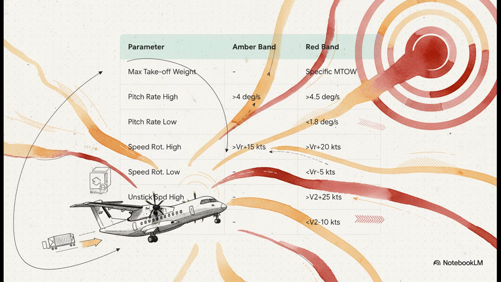During rotations, speeds are just as strict. Rotating too fast at VR plus 15 knots gives you an amber warning, while pushing it to VR plus 20 is red. Rotating too early at less than VR minus 5 is also red.